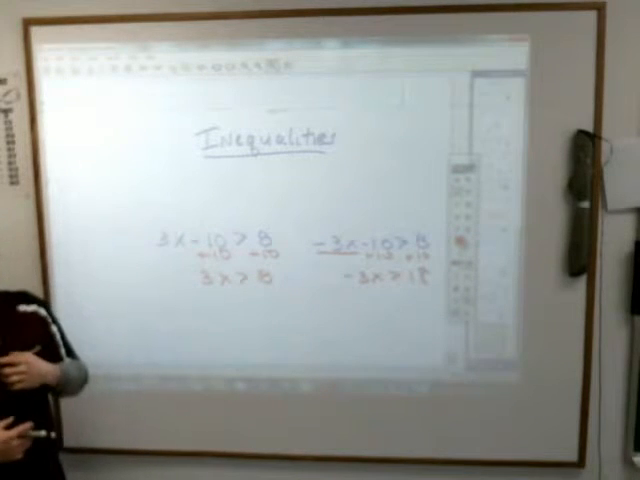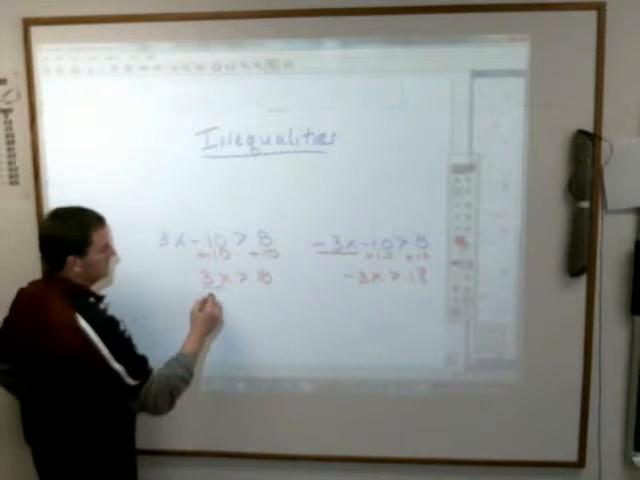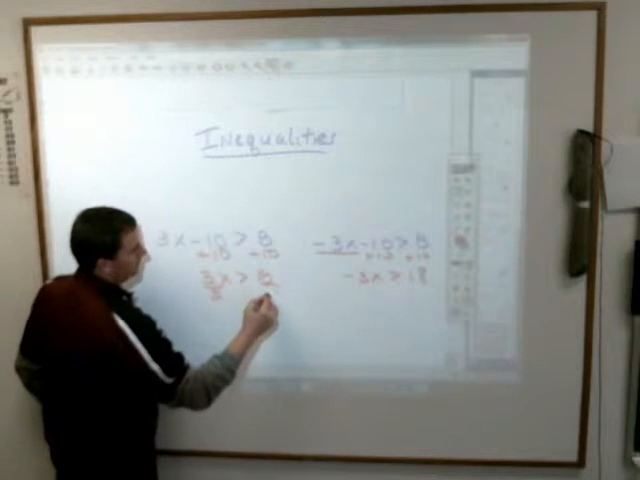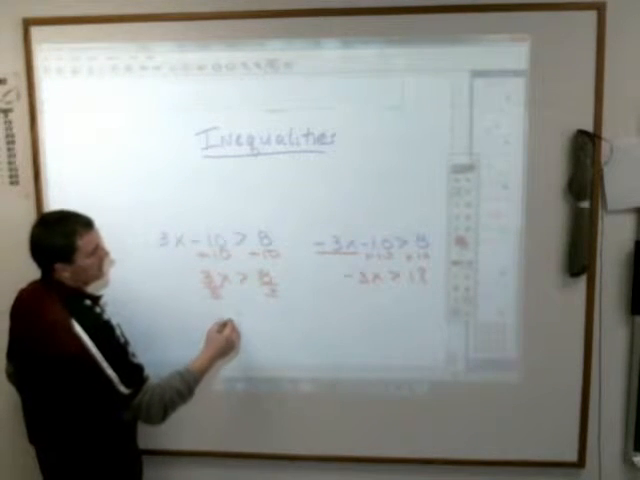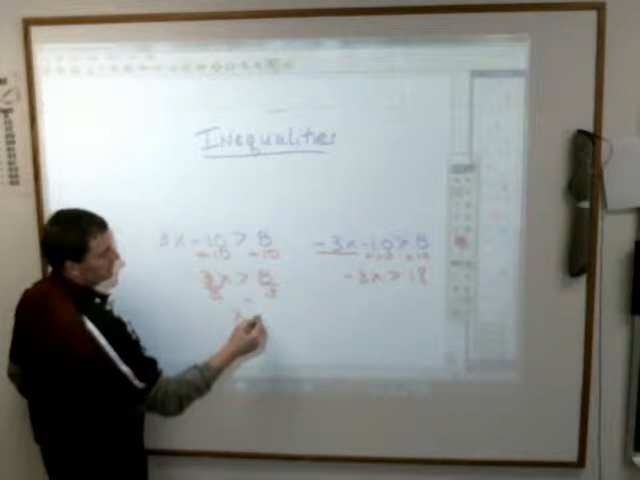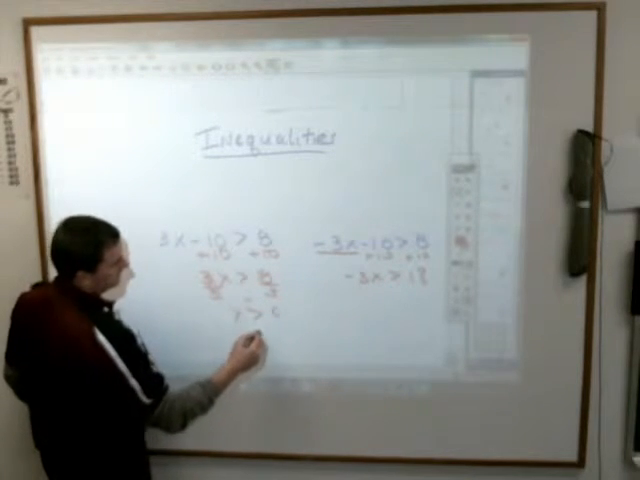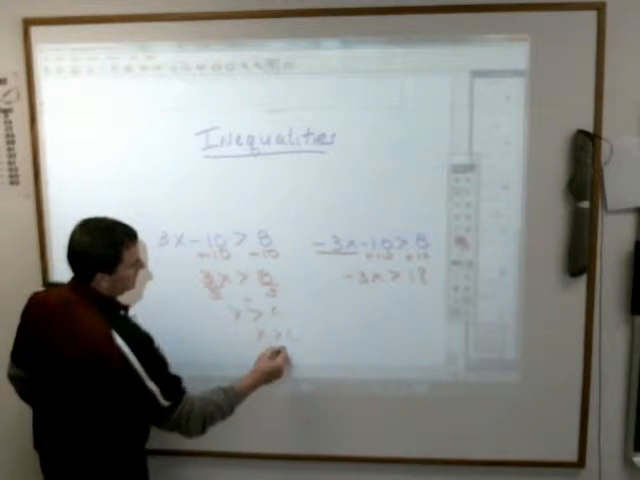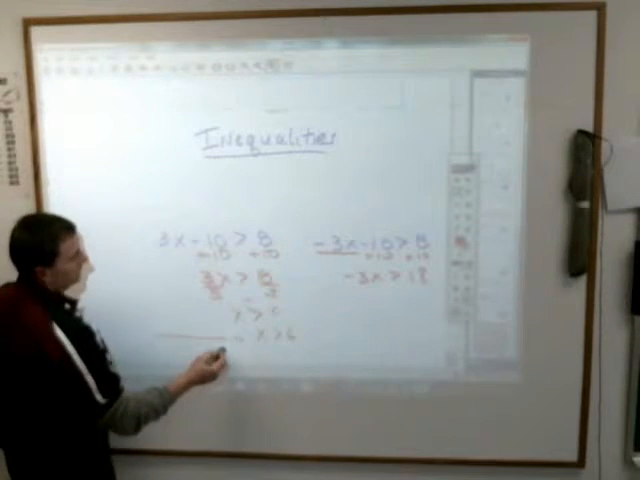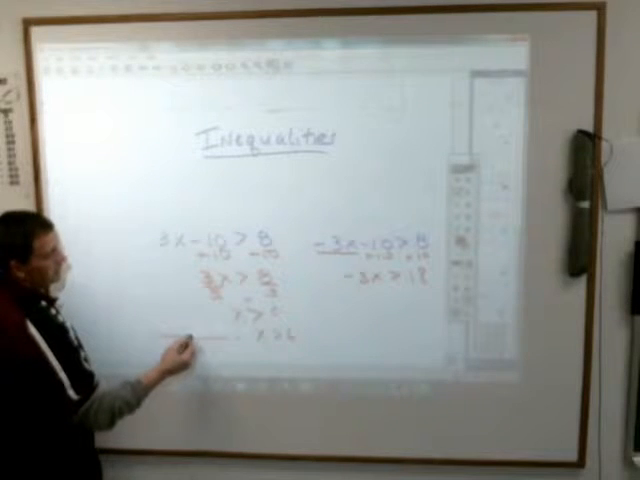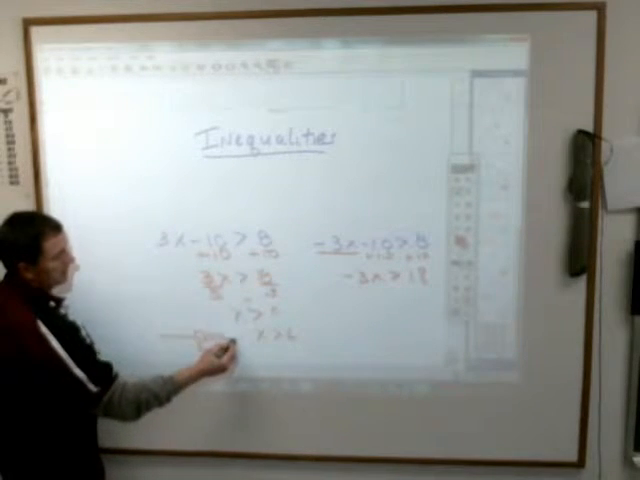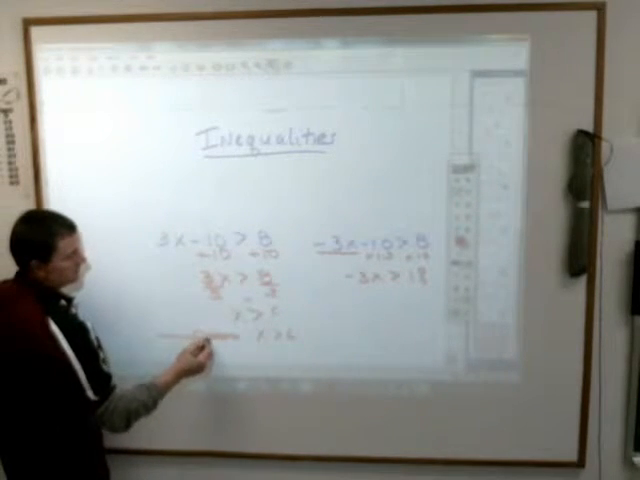Nate, just divide by 3. Divide by 3, divide by 3. So x is greater than, well, 6, right? X is greater than 6. And if you were asked to graph it, you would put an open circle at 6 on the number line. It's all the numbers that are greater than 6.